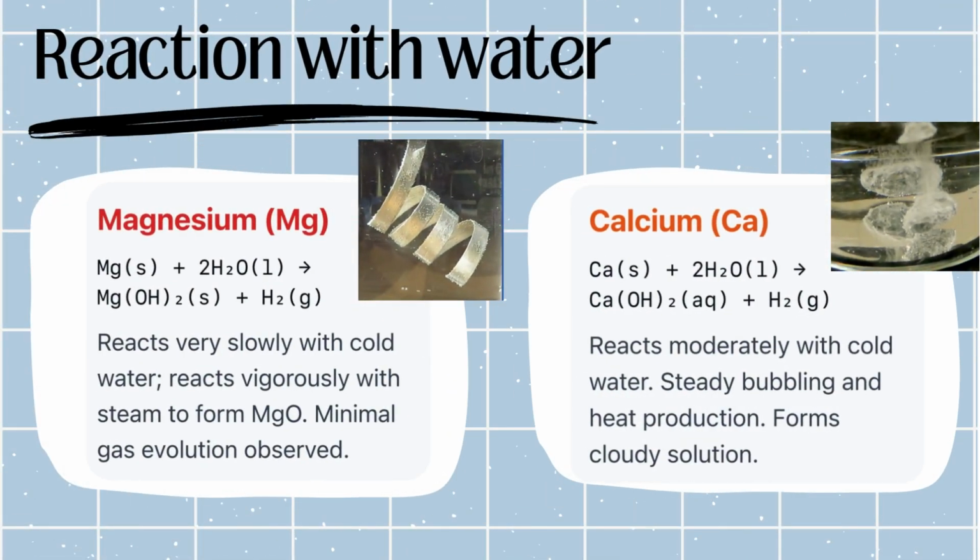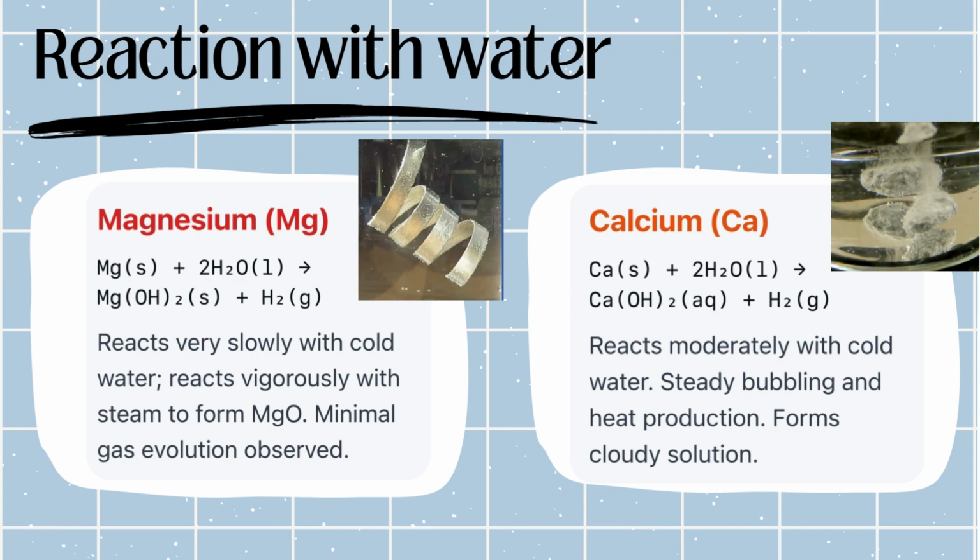Reaction with water. We have magnesium on the left side and the calcium on the right side. Try to look at the picture. We have a magnesium metal placed in the cold water. And as we observe, it reacts very slowly with the cold water. But when we put the magnesium with the steam, it becomes active and it forms magnesium oxide.